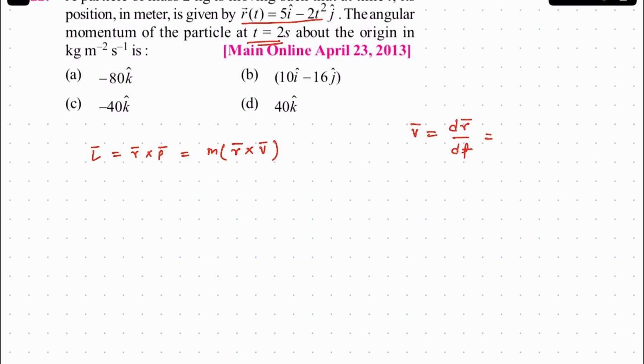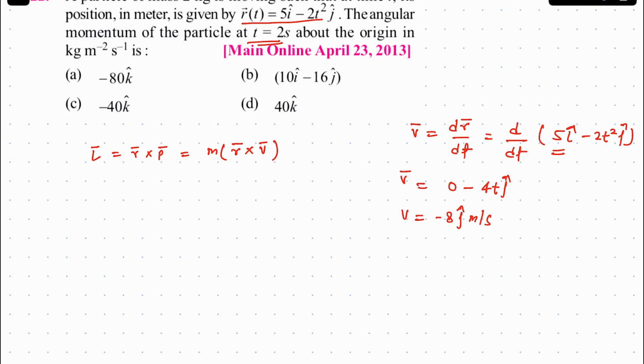So if I differentiate this with respect to time, d by dt of 5 i cap minus 2t square j cap, the velocity vector will become 5 i cap differentiation becomes 0, minus 4t j cap. So this is the velocity. Velocity at t equals 2 seconds, if I just put t equals 2 seconds, will become minus 8 j meters per second.